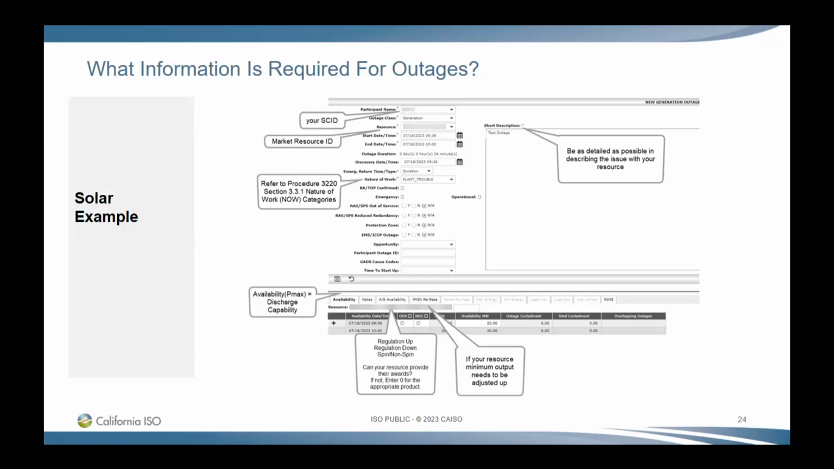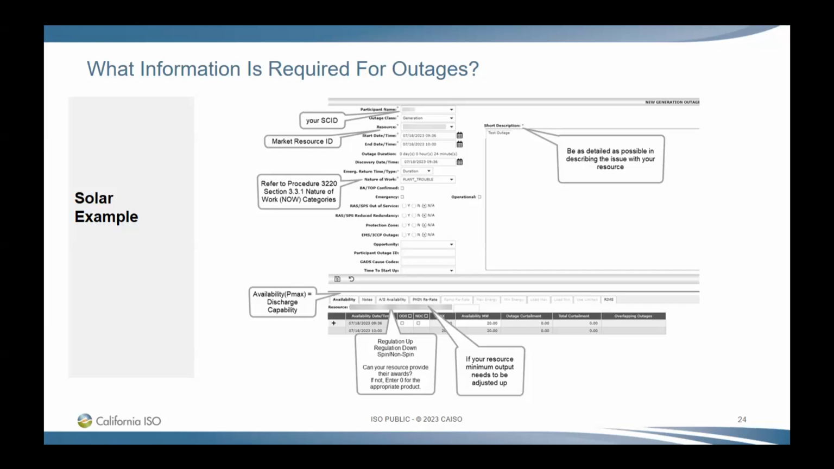From an availability standpoint in your outage, you're going to want to make sure that your availability PMAX, that is your discharge capability, is entered. So what is that value? That's what needs to be input here for AS availability. That's for, again, your regulation up, down, spin, and non-spin. And what you need to question is, can your resource provide for the awards that they receive?